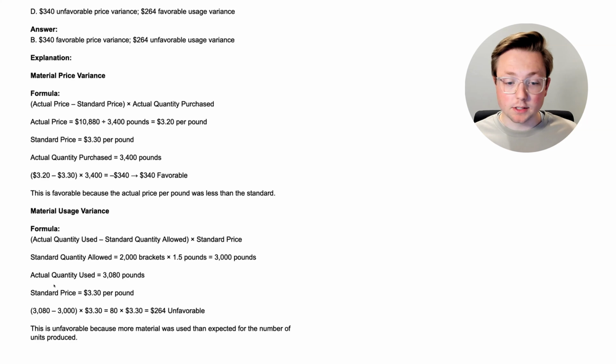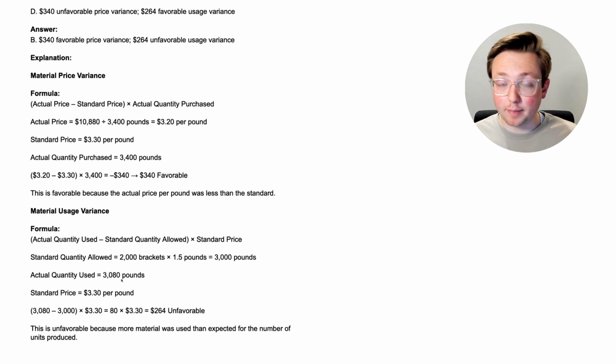So let's go down here. Standard quantity allowed was the 2,000 brackets multiplied by 1.5 pounds, so 3,000 pounds. So that's how much they are typically expecting to use to make 2,000 brackets, 3,000 pounds. Then we go to the actual quantity used, and that was 3,080 pounds to create 2,000 brackets.